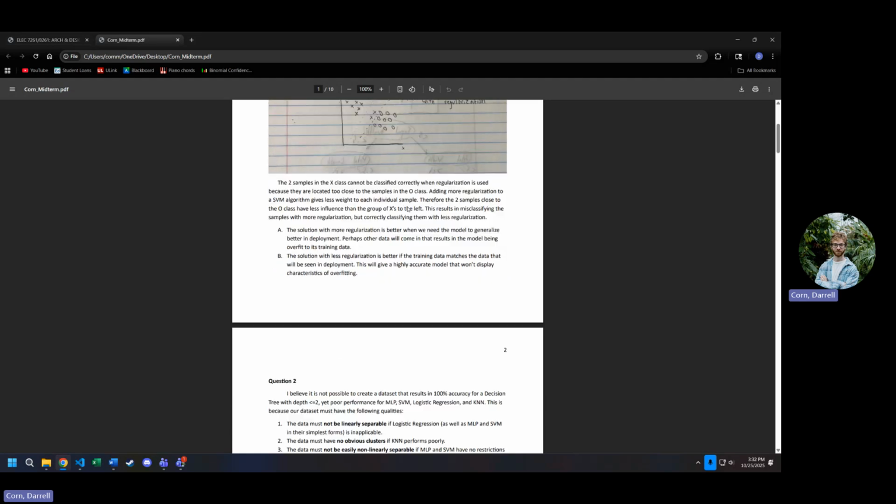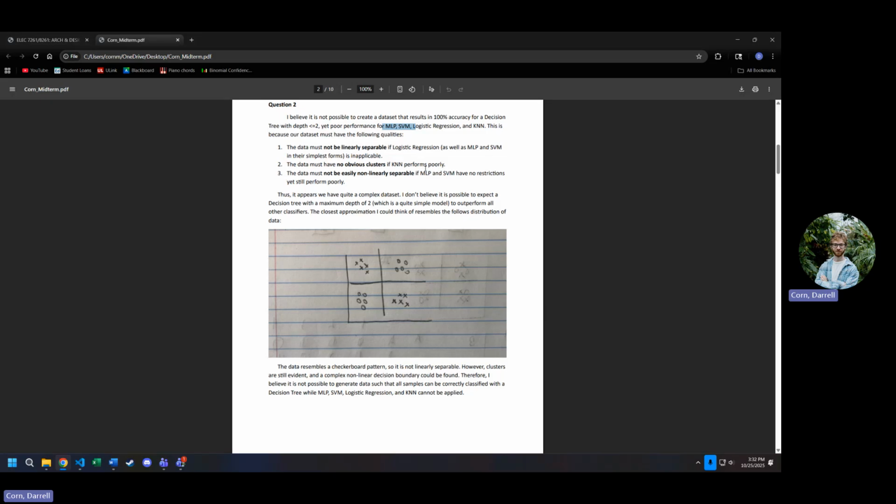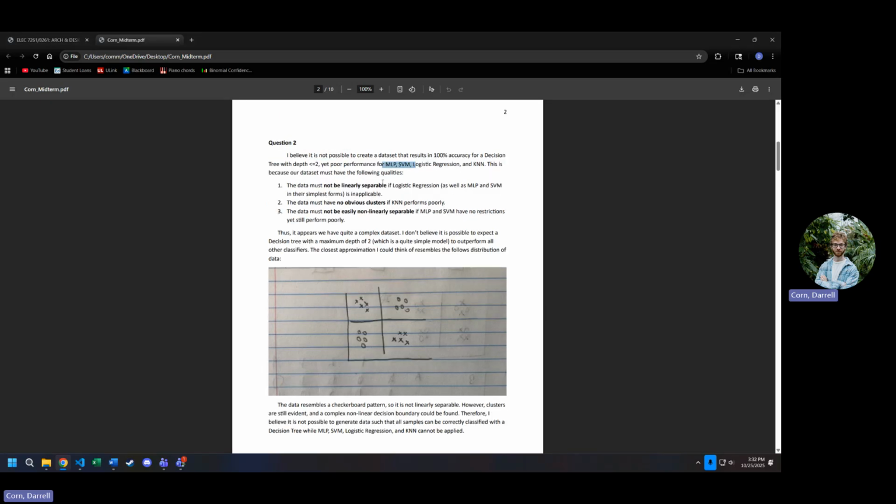So on to question 2. Question 2, I spent a lot of time on, and I believe it is not possible to create a data set that performs well with decision trees, but not with MLP, SVM, logistic regression, or k-nearest neighbors. That's mainly because you have these 3 qualifiers in the question. So 1, the data must not be linearly separable if logistic regression is not performing well. If k-nearest neighbors doesn't perform well, then there must not be any obvious clusters within the data.